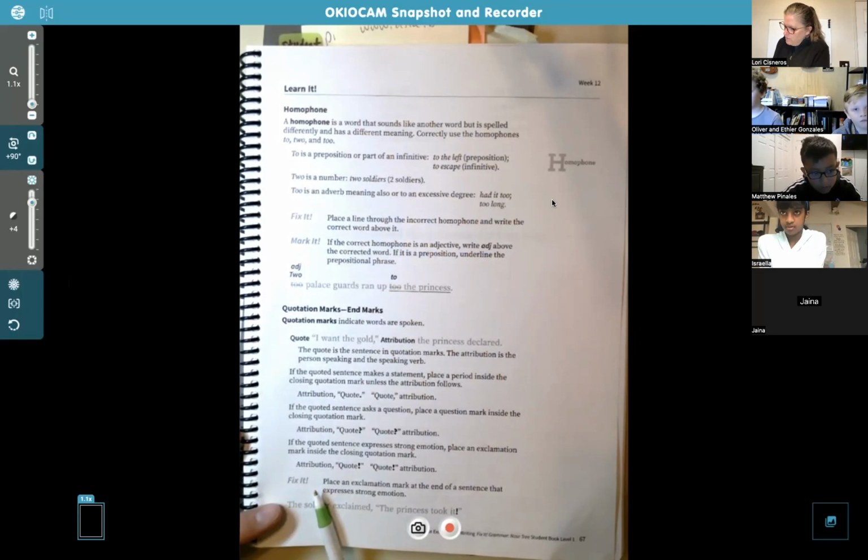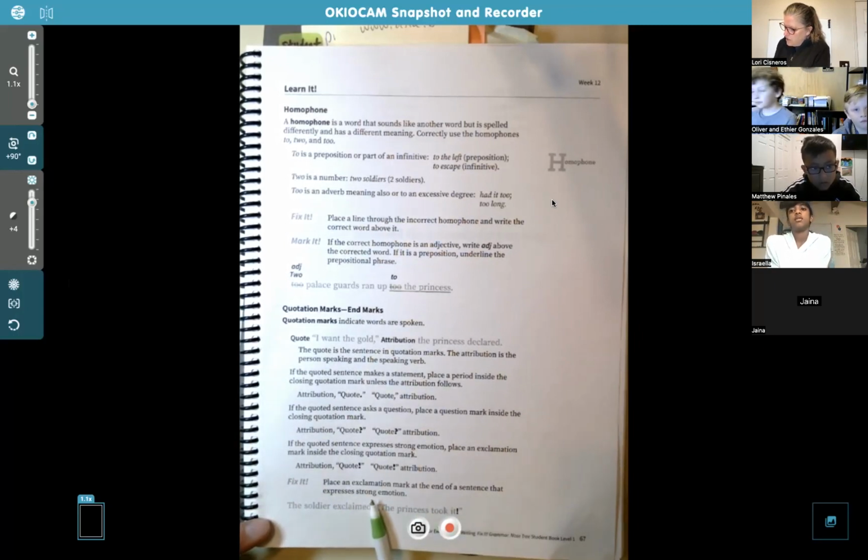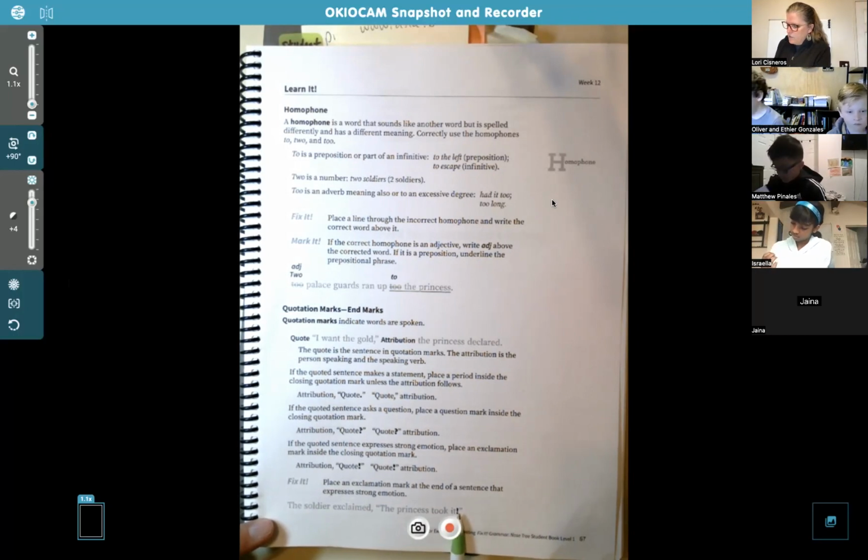So place an exclamation mark at the end of the sentence that expresses strong emotion. Here's your example at the very bottom. The soldier exclaimed, "The princess took it!" with an exclamation point. Notice how it's on the inside of the quotation. And then we've got the comma first here because we had the attribution come first.